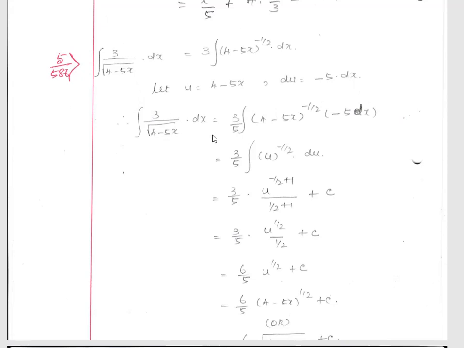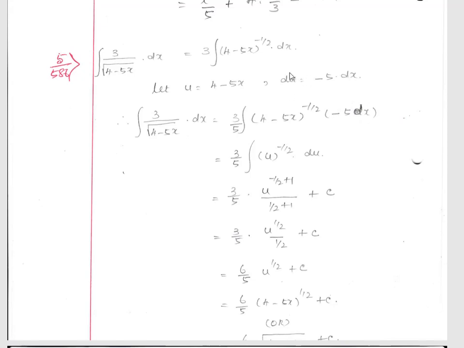So for the integration of this question, we get 3 divided by 5 times the integral of (4 - 5x)^(-1/2) times (-5) dx. Now you may have a doubt: how come this 5 comes and how come this 5 comes? In mathematics it's very simple. If you want to introduce any term, we can do it with the method of multiply and divide. When I multiply by 5 and divide by 5, the answer will be 1, so 1 times dx.